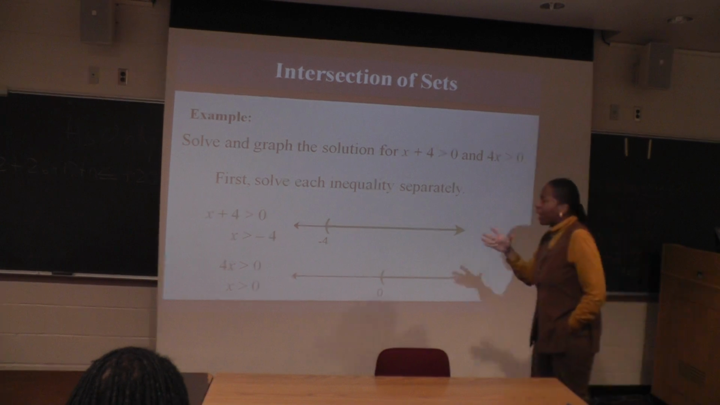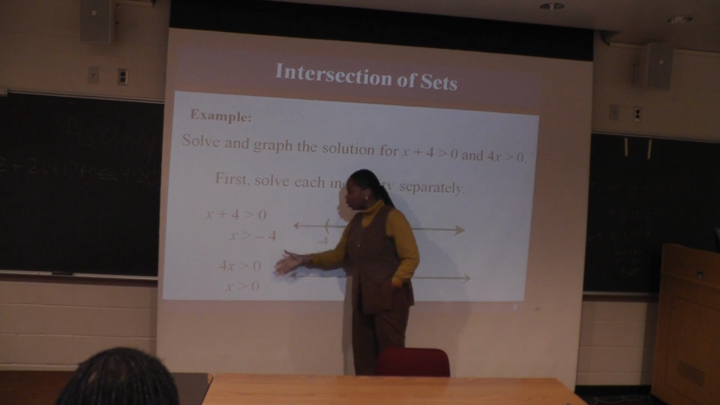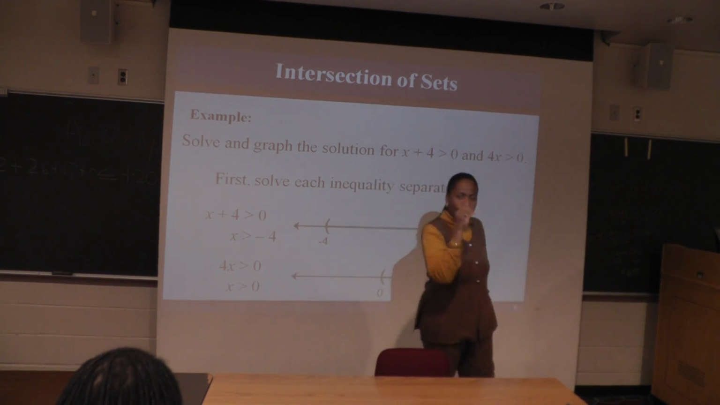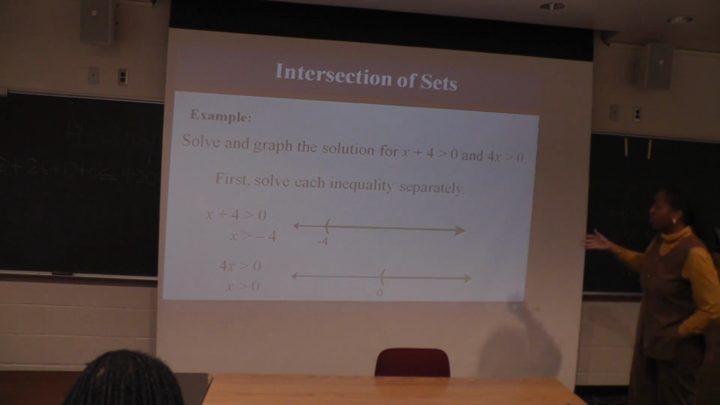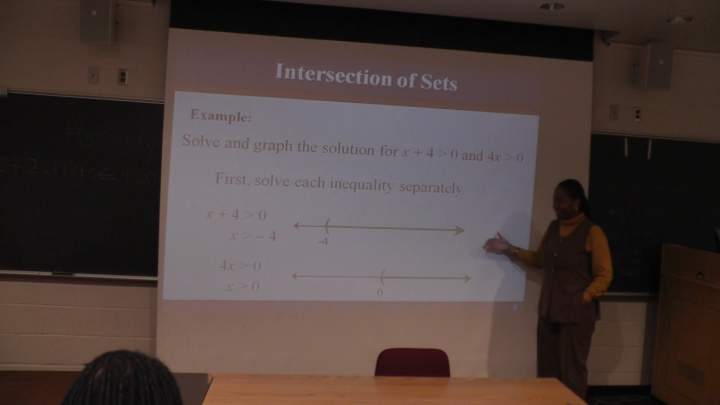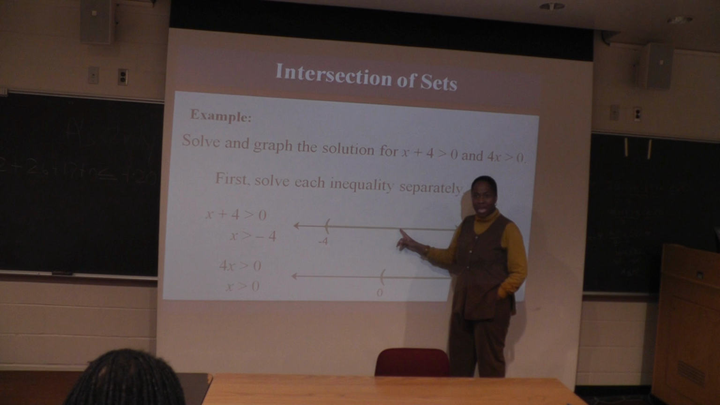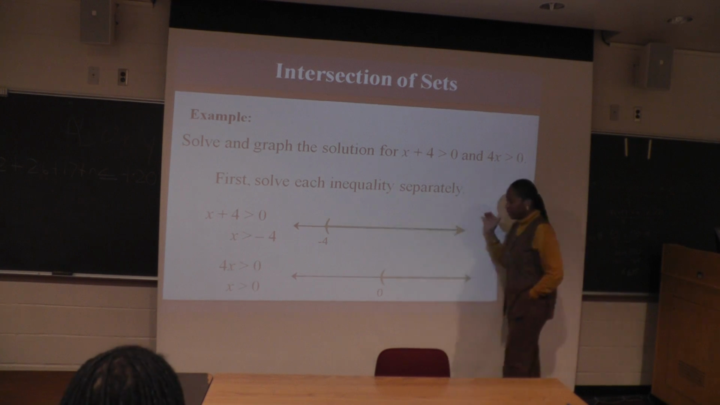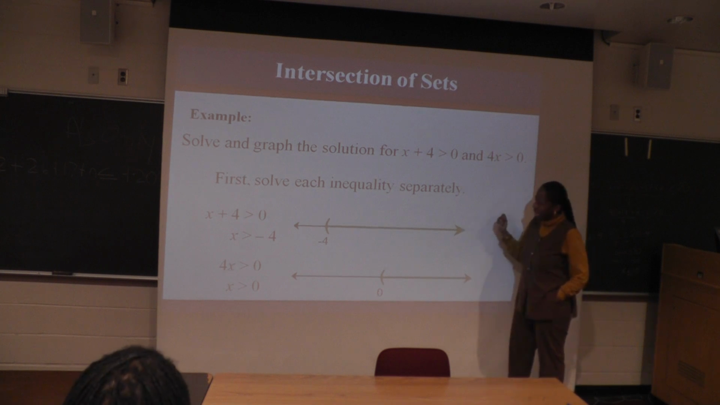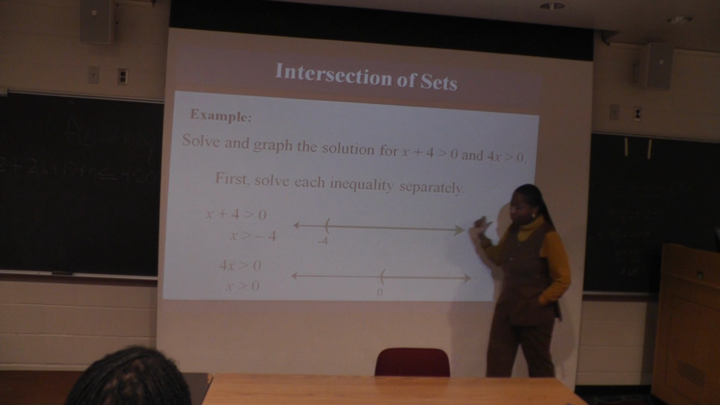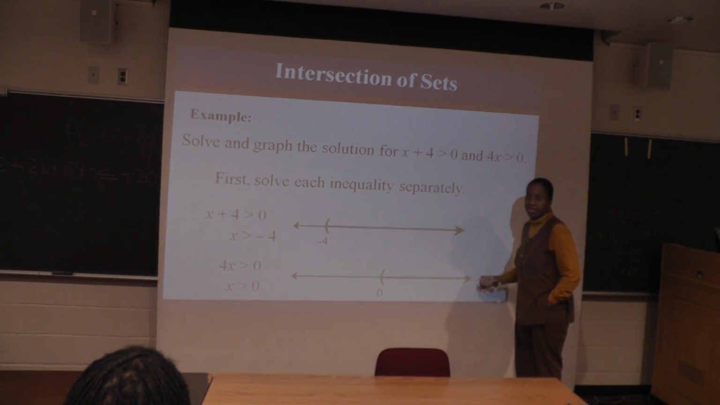Intersection asks, where do these two solutions overlap? So the question is, where do the graphs overlap? Greater than 0. Is that the only place they overlap? So the graph of this then is greater than 0. The overlap just happens to be this graph.